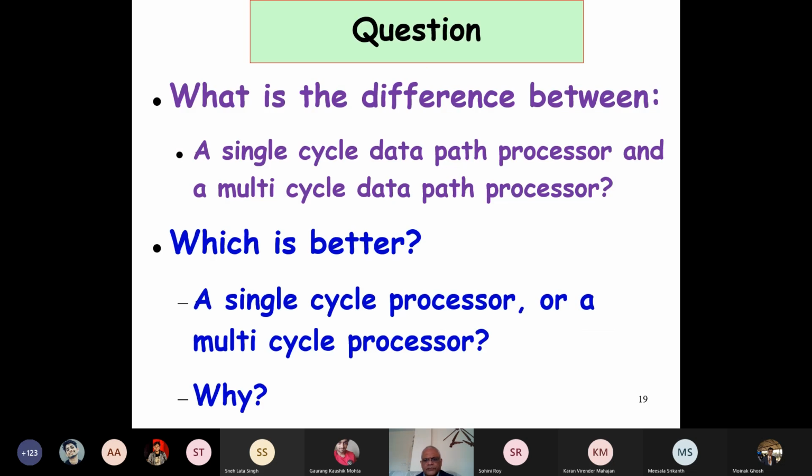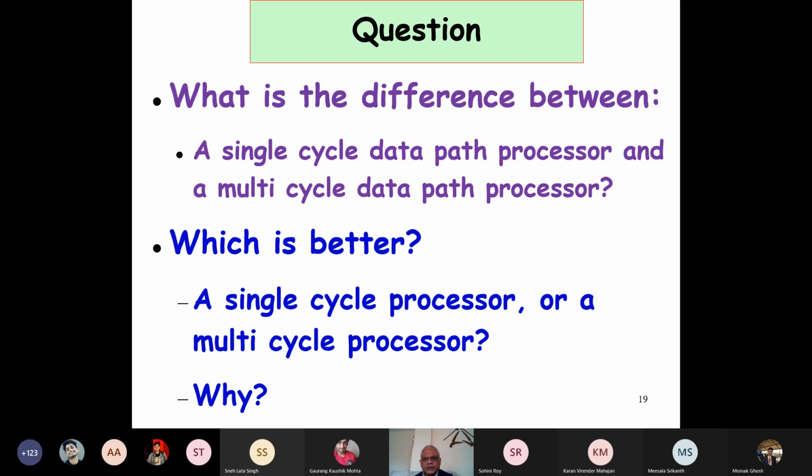Now before we look further into the instruction set architecture, we need to answer one very fundamental question: what is the difference between a single cycle data path processor and a multi-cycle data path processor? Somebody may ask you this same question someday. What is a single cycle processor and a multi-cycle processor? Now let's look at the answer. Don't really expect that somebody will be able to answer, but if you can answer, it will be really great.